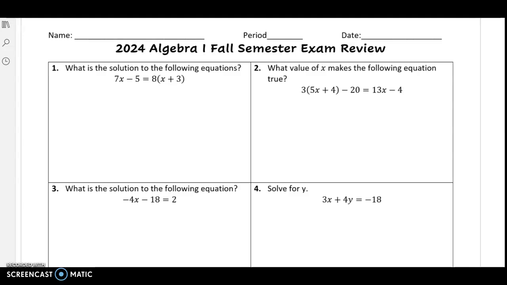Hey everyone, so this is part one of your fall semester exam review for 2024. I will be working through questions 1 through 6 on the review. The first couple are solving for X, what we learned in Unit 1 this year.